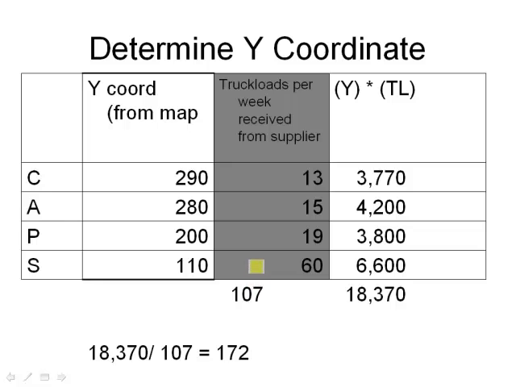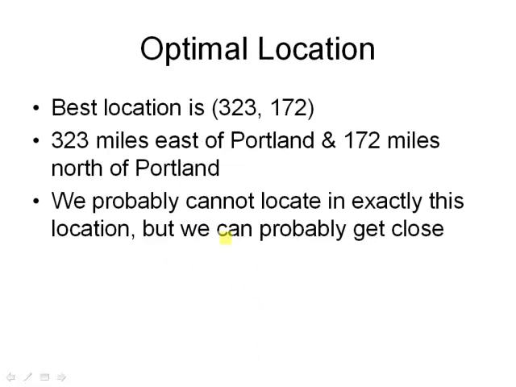Now we determine the Y coordinate. We do the exact same thing. The only thing that's different in this table is we've got the Y data instead of the X data. And again, we multiply them together, so 290 times 13 gives us 3770. We add those up. We divide by the truckloads. Truckload is the same as it was in the previous computation. And if you do the math on that, you'll see that you get 172. So that's our Y coordinate, 172 miles north of Portland. So the optimal location, again, is 323 miles to the east of Portland and 172 miles to the north of Portland.